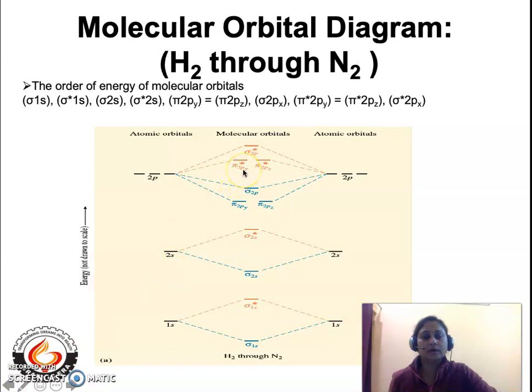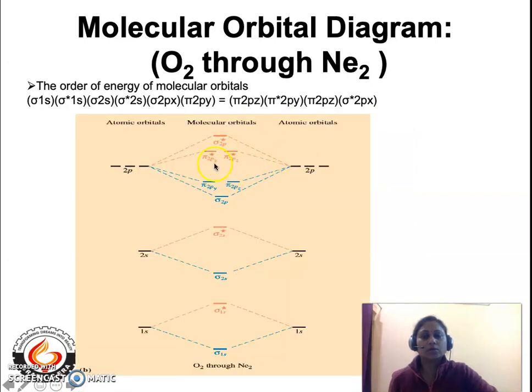So you can see in the hydrogen through nitrogen diagram, the pi star 2py has an energy level equal to the pi star 2pz, and both are at a lower energy level as compared to the sigma star 2px molecular orbital. Here also we find that in the case of oxygen through neon, the pi star 2py and the pi star 2pz have equal energy, and both are at a lower energy level as compared to the sigma star 2px molecular orbital.